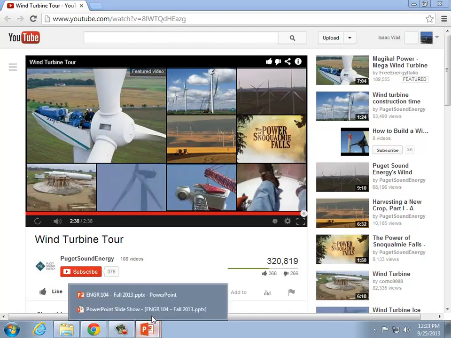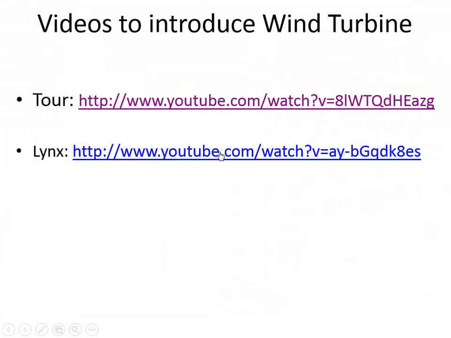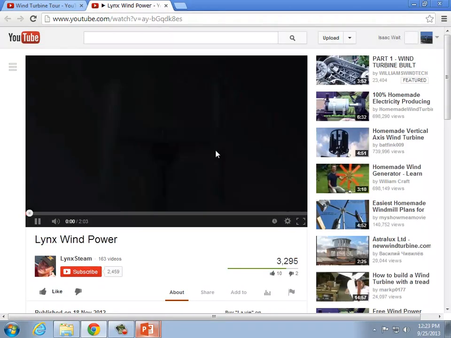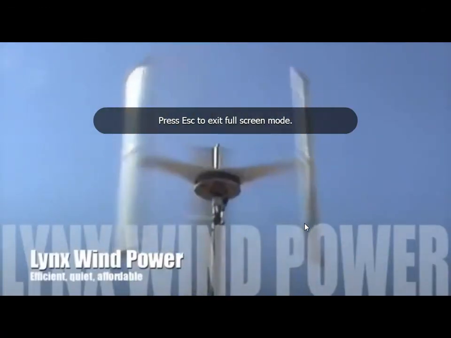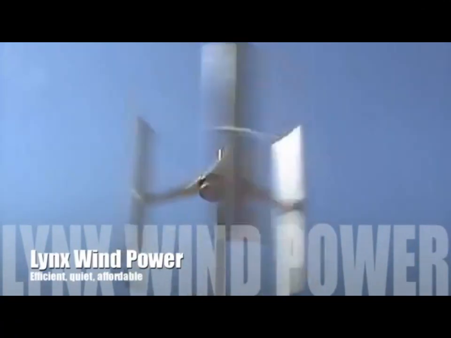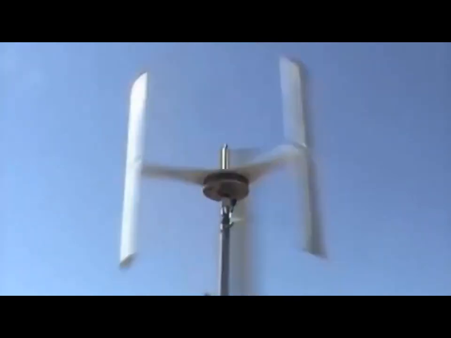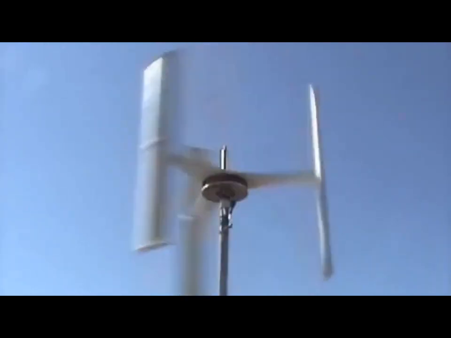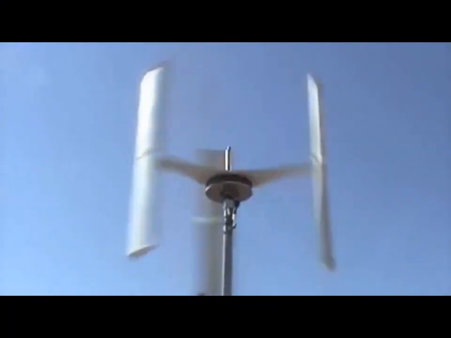Let's take a look at this other video. It's wind power on a smaller scale. So what you can see here is that instead of being oriented horizontally, here the shaft is oriented vertically.